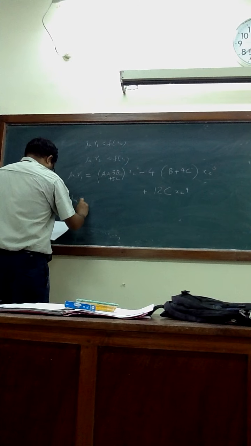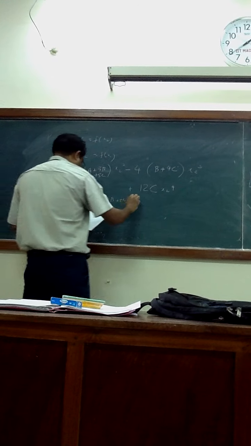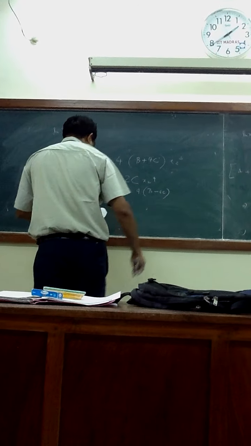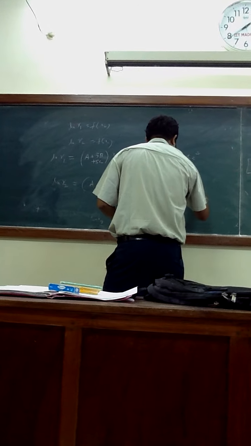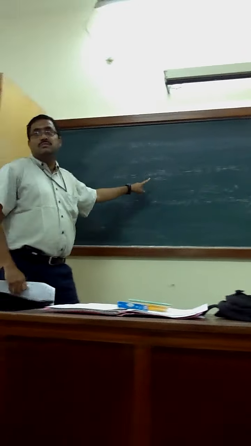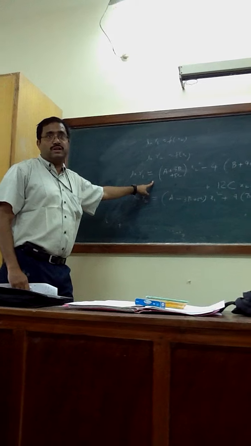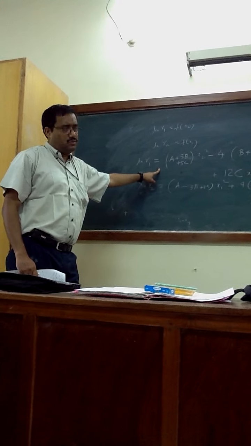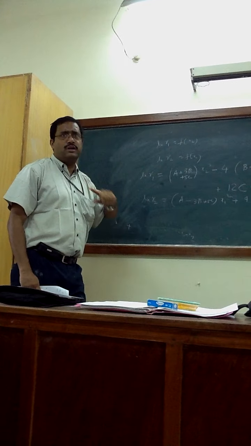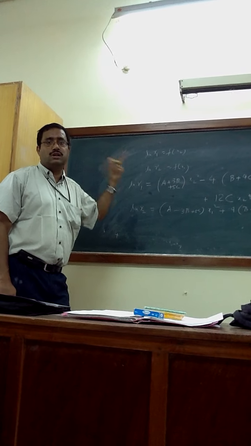Ln gamma 2, I'll give you the answer. You know by now how to do it. A minus 3b plus 5c x1 square plus 4b minus 4c x1 cube plus 12c x1 to the power 4. How to get from here? x1 ∂ln gamma 1/∂x2 plus x2 ∂ln gamma 2/∂x2 equals 0, and from there you do integration and do all the limits and you get this.